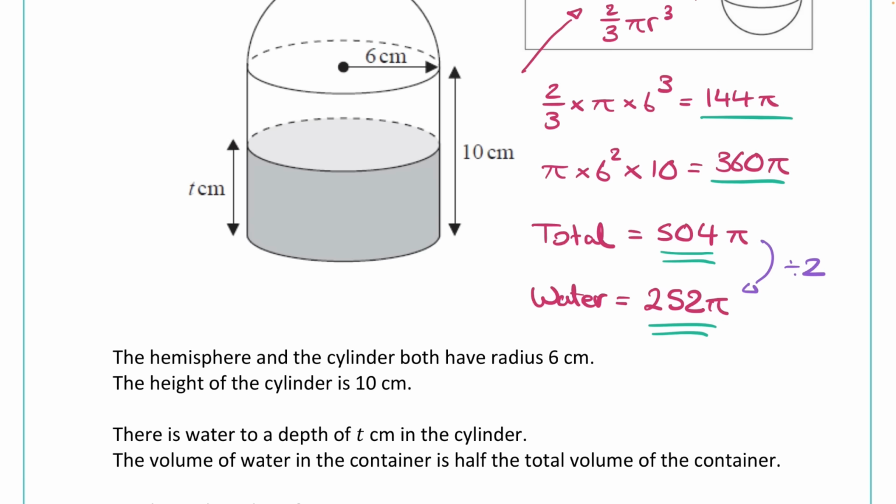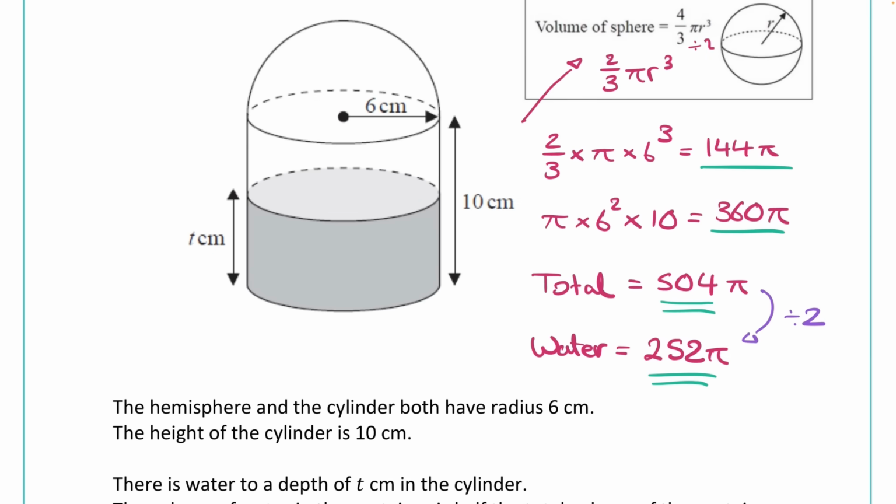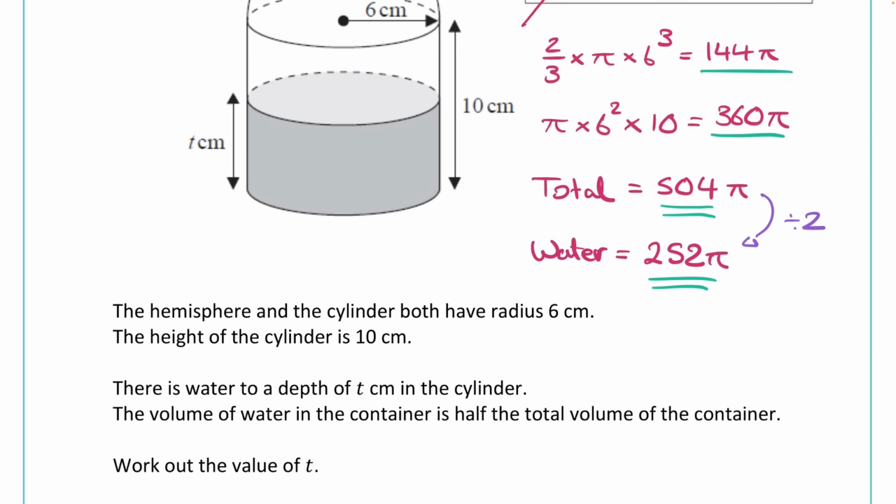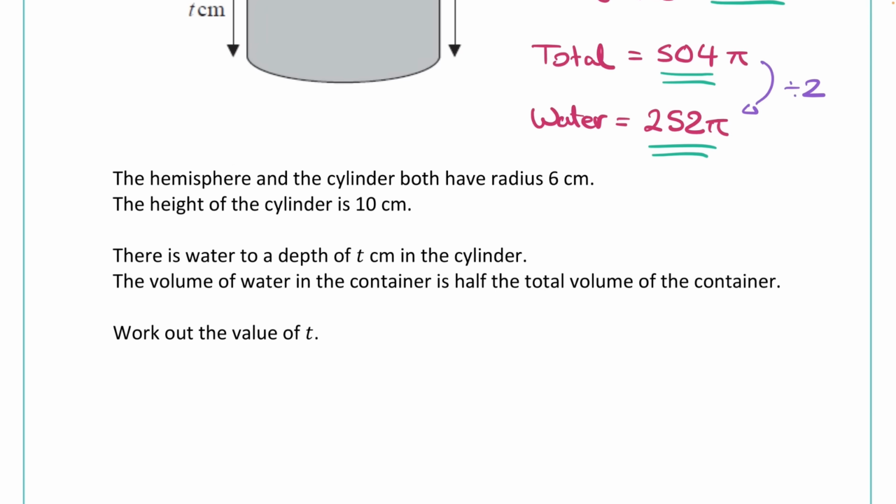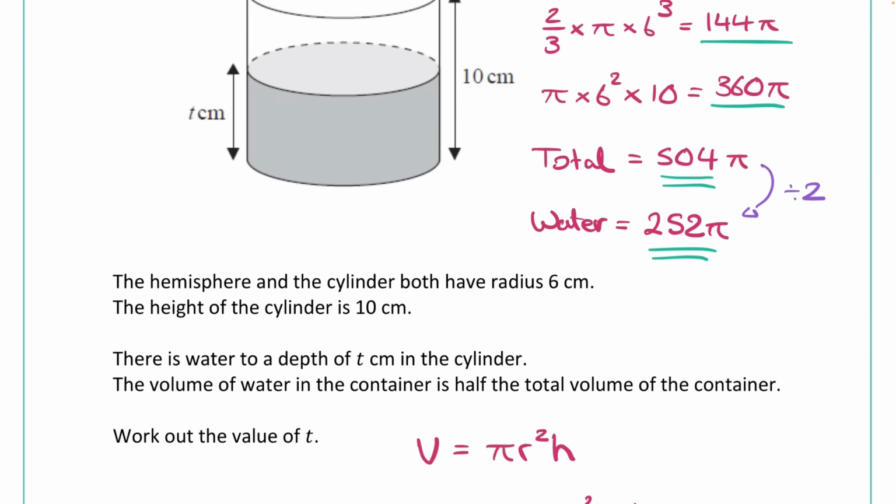We now want to work out what height that would give us. Of course, the height of the water there is just forming a mini cylinder in the middle of the shape. So we want to write out the formula again for the volume of a cylinder, except now we have our answer for the actual volume, 252 pi. So the volume of a cylinder is, let's write down the formula with nothing in to start with, pi r squared times the height. We now have the volume, so 252 pi is equal to pi times 6 squared times the height, which they've called t.